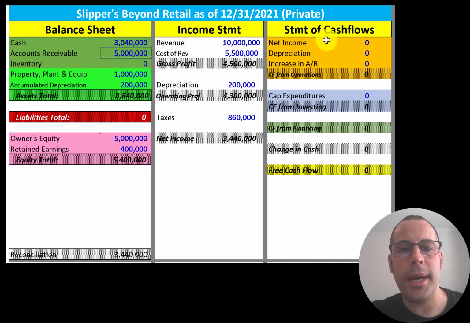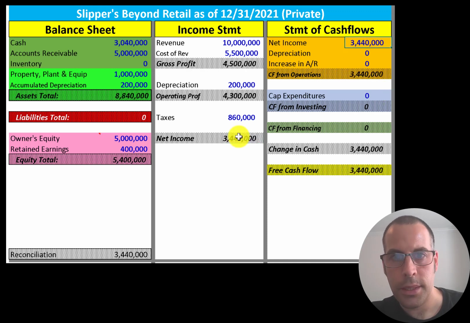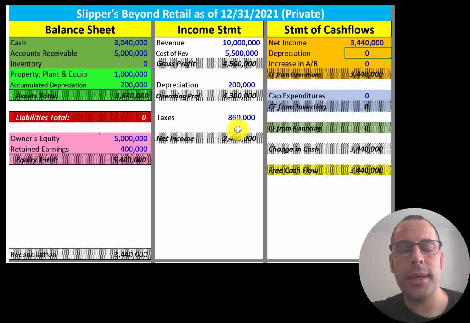Now let's do our statement of cash flows. First, we have to calculate cash flow from operations. We start with net income. And then we have to add back the non-cash items on the income statement. So we have depreciation of $200,000.